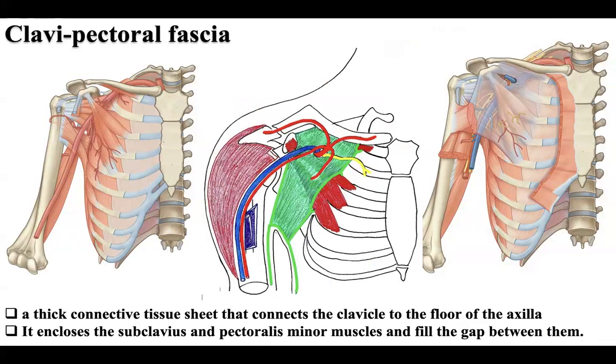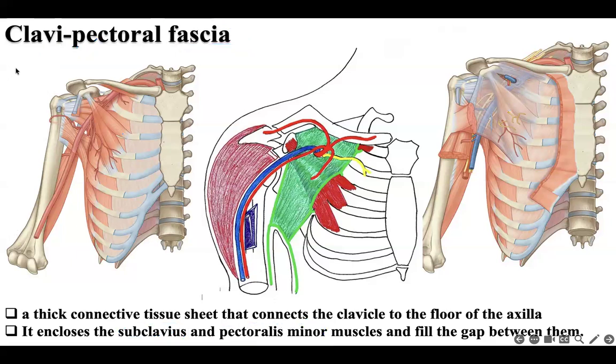What is meant by clavipectoral fascia? Clavipectoral fascia. The fascia here is a connective tissue that covers two important muscles. It is an envelope, or encloses, two important muscles. From its name, clavi means subclavius muscle, and pectoral means pectoralis minor, not the pectoralis major. This white colored structure here covers both muscles and is named the clavipectoral fascia.